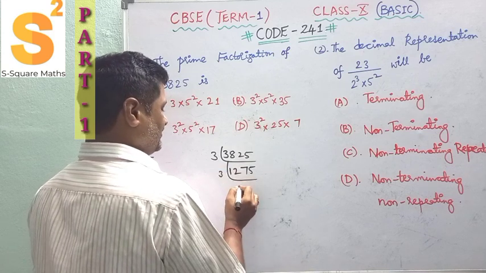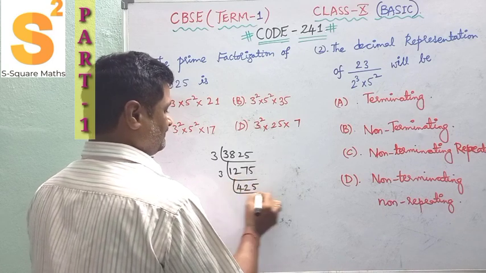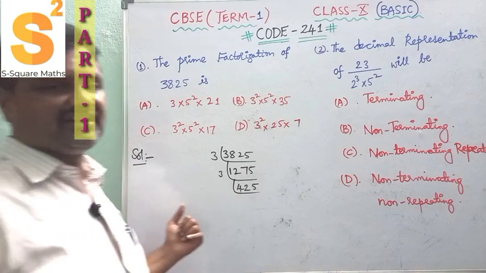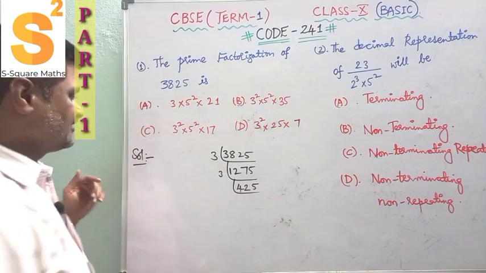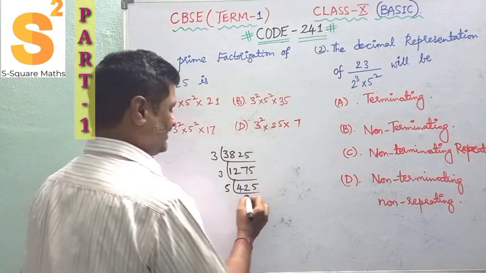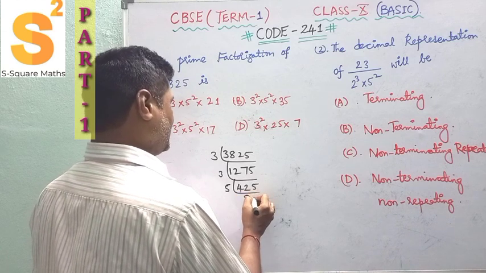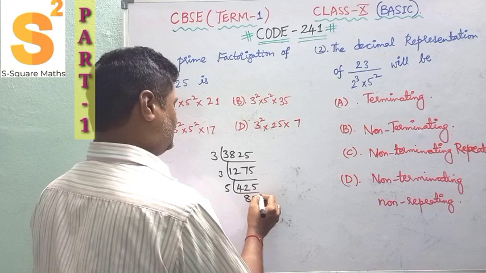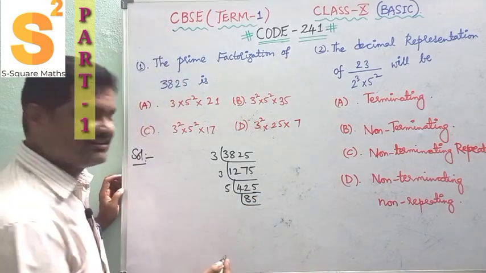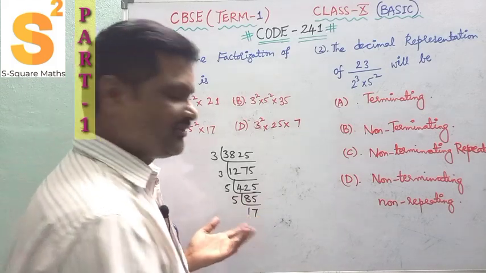Next, 3 into 1275 is 3825, which leaves 425. Coming to 425, it is not divisible by 3. Next go for the number 5. 5 eights are 40, and 25. 25 means here it is 5, and 17 fives are 85. So 5 into 17, or 17 fives. Since 17 is a prime number, we will stop.